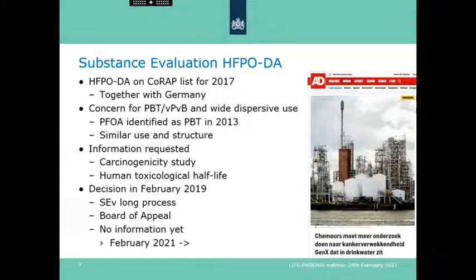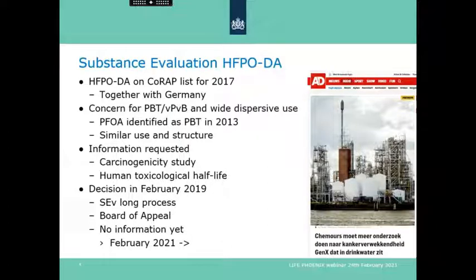So in the end, we requested data for the PBT endpoints on the carcinogenicity of the chemical, because we think that there is a concern for carcinogenicity, and also for the human toxicological half-life, which is for PFAS substances a good measure of the bioaccumulative properties. But the substance evaluation is actually quite often a very time-consuming process. So the decision on the substance evaluation was from 2019, February, no, actually 2 years back.